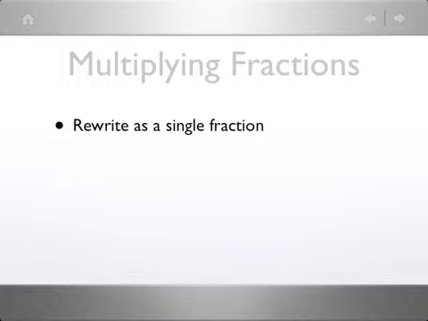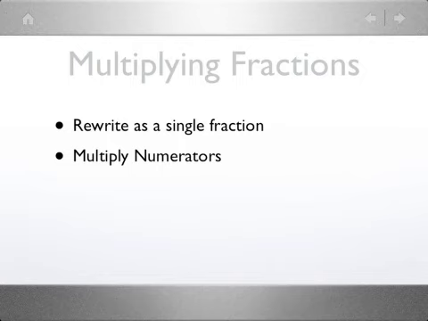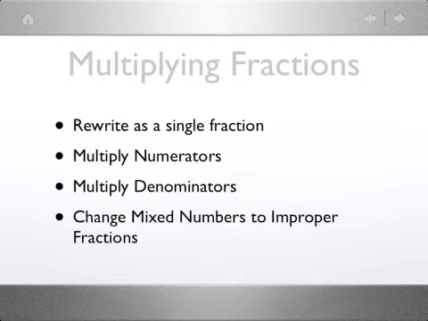So let's get to actually multiplying fractions. Basically what we're going to do is rewrite multiplication as a single fraction by multiplying the numerators and multiplying the denominators. One main thing we're going to have to do is, if there's a mixed number, change it to an improper fraction. So there's two main methods.